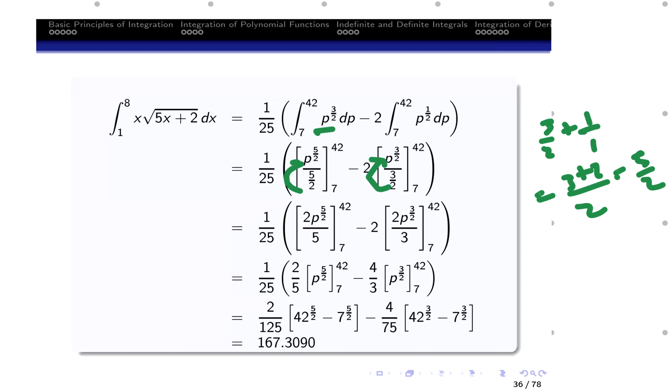Then the next thing is to take out these numbers. 2 over 5 can come out. 2 over 3 can come out. So you have 4 over 3. So that's 2 times 2 over 3. That's 4 over 3. And then you have only p raised to 5 over 2 into 7 to 42.